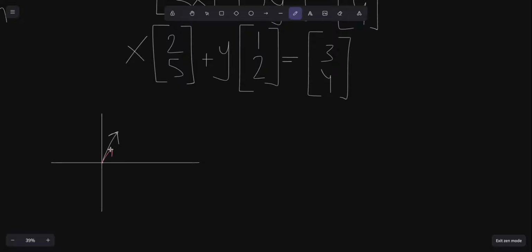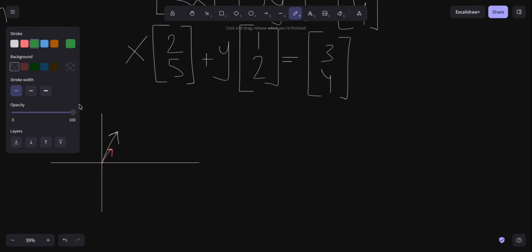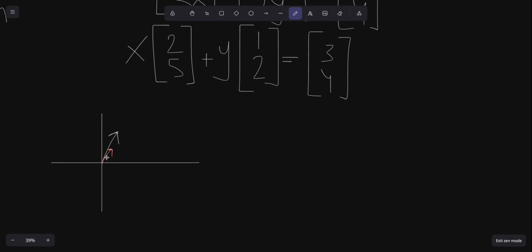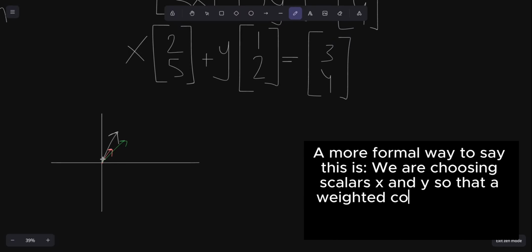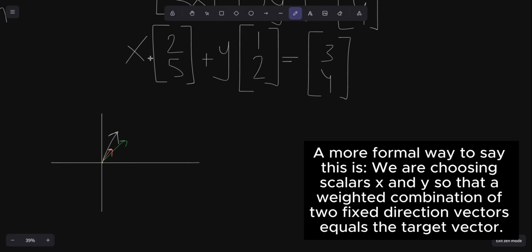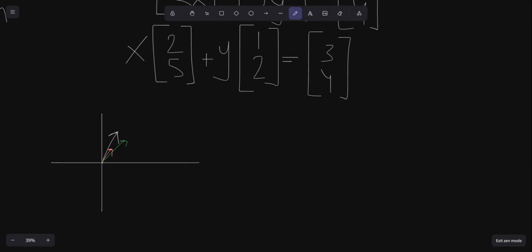Is there any way to scale these two vectors and add them together so that my resultant vector is going to be 3 units to the right and 4 units up? So I want a way to scale the first vector and scale the second vector and add them together so that my resulting vector is 3, 4. And that is the third way to interpret system of linear equations.